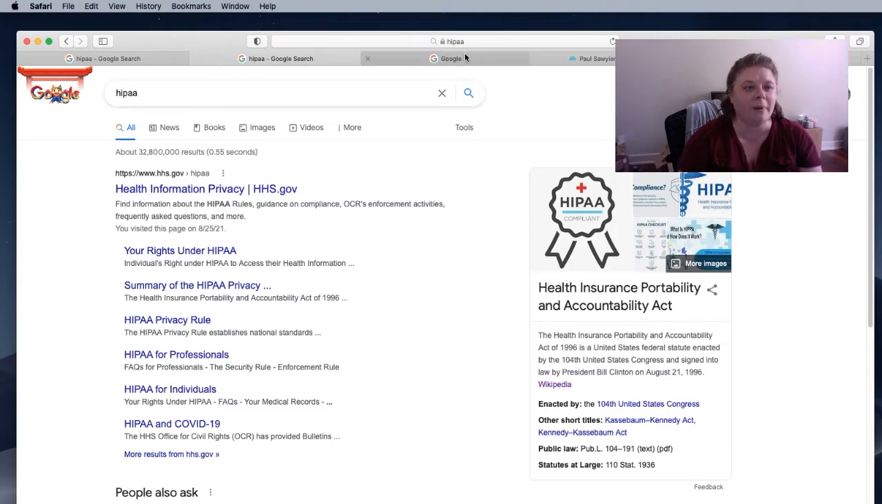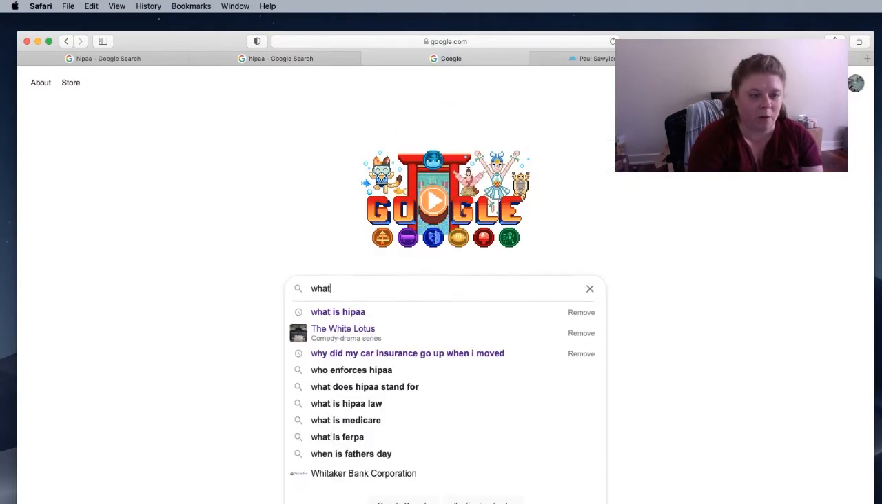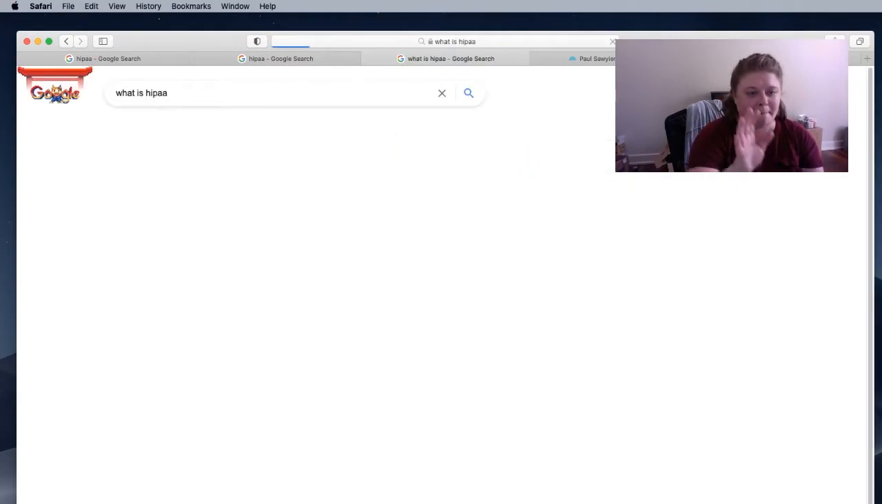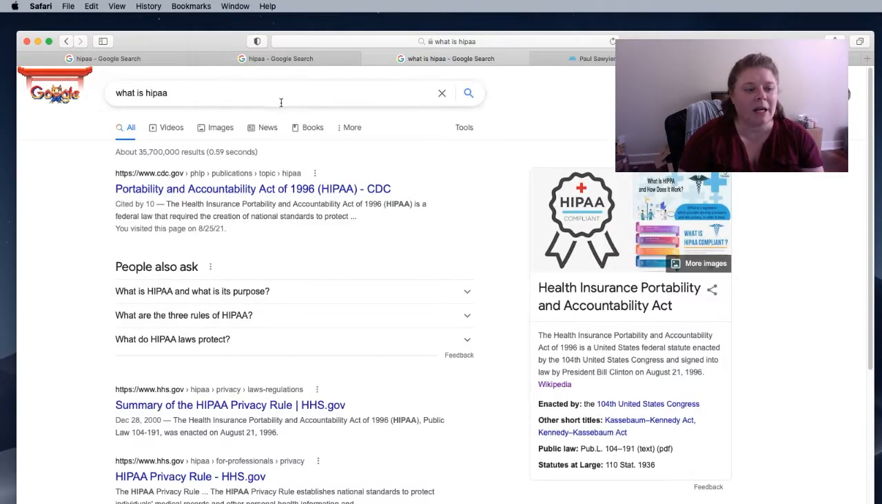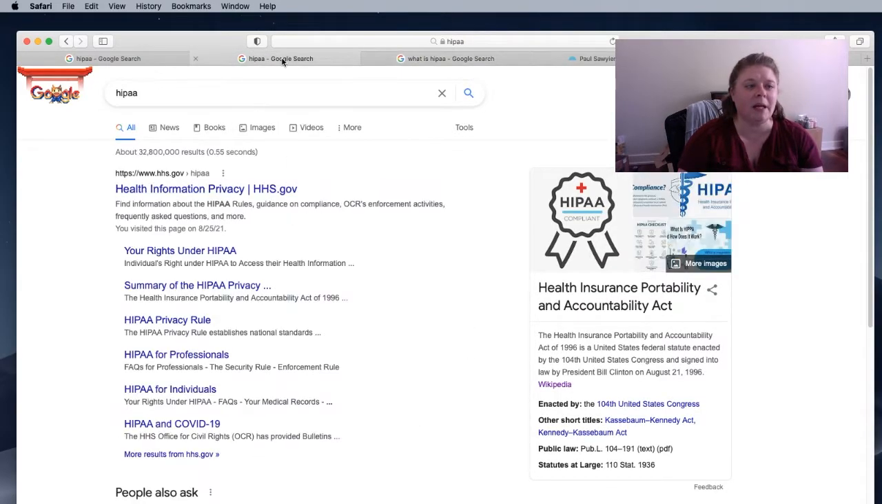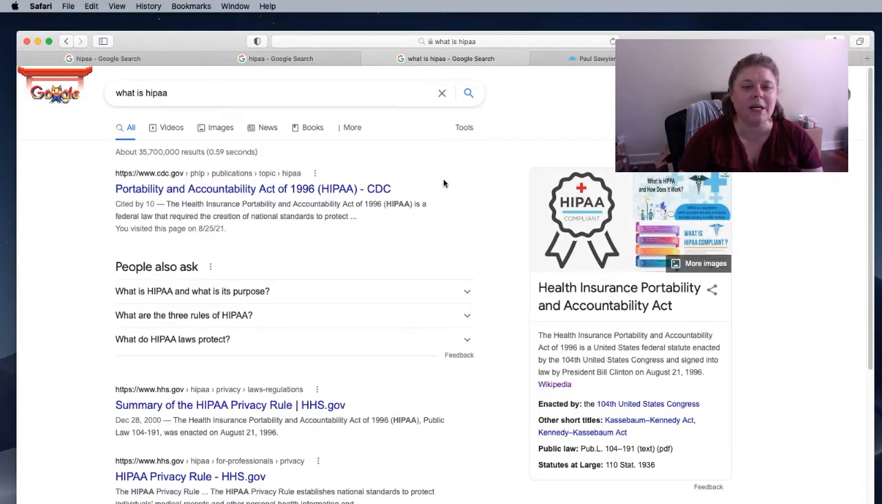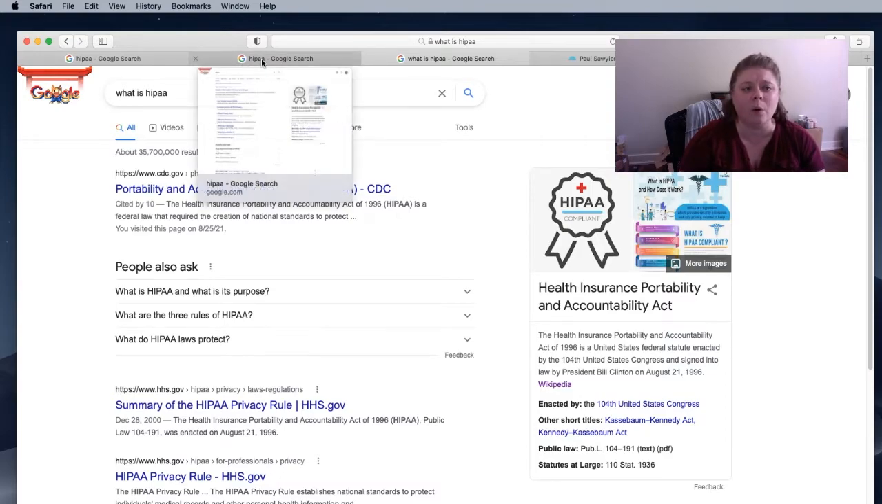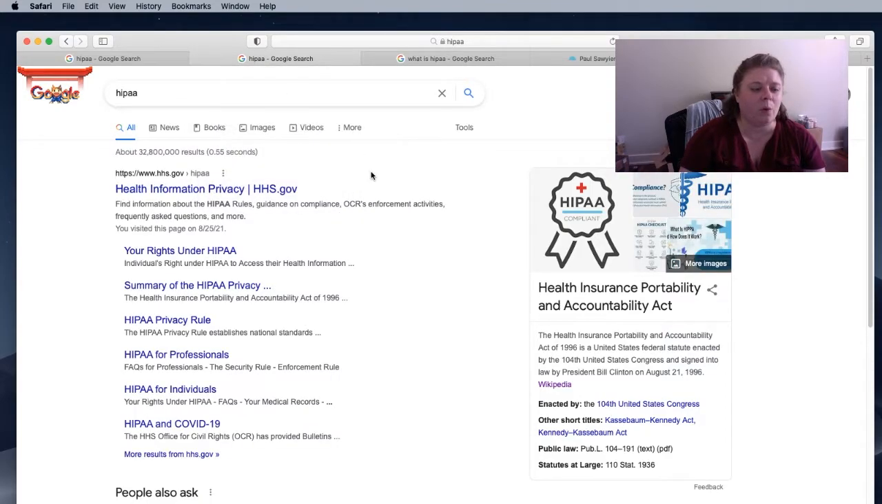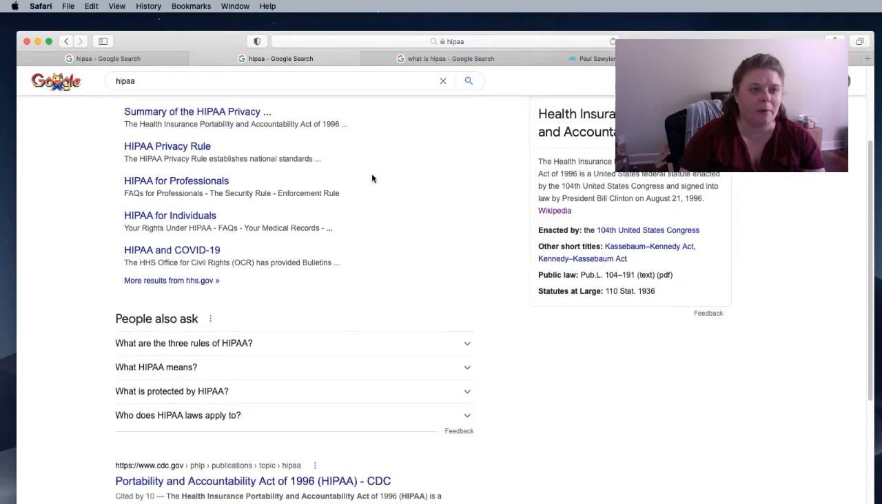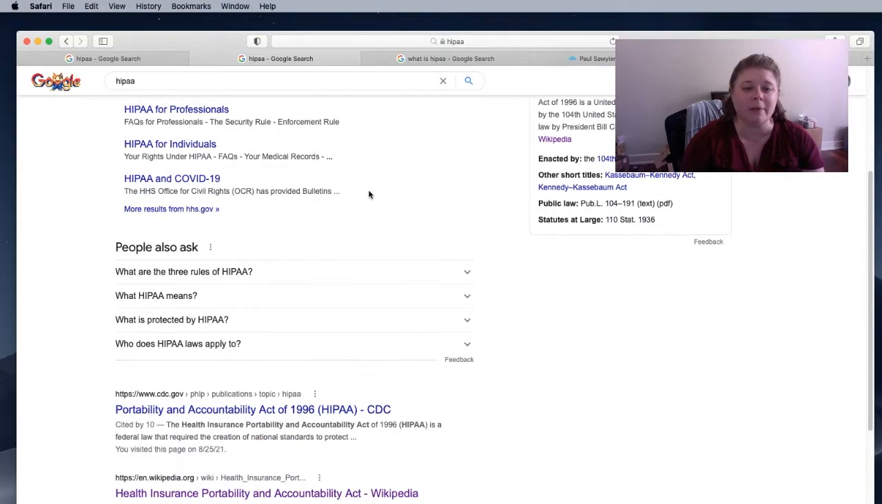You can either type in HIPAA or what is HIPAA. And as you see, typing in HIPAA versus what is HIPAA does get you different search results. A lot of it is the same, but it's in a different order. When people are looking up something for the first time, something they don't know too much about, I like to encourage them to go to the Wikipedia article.